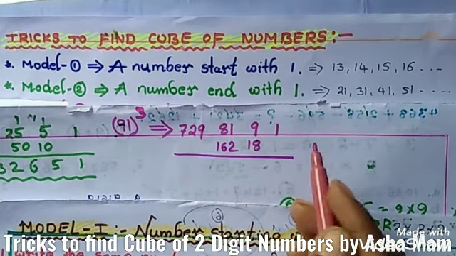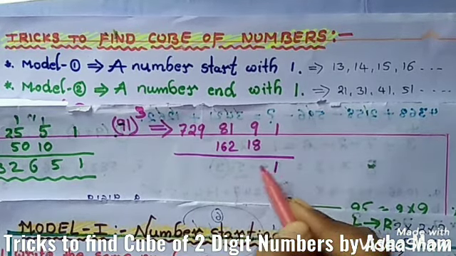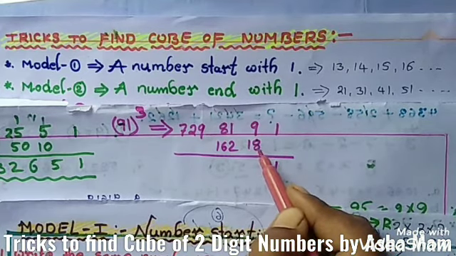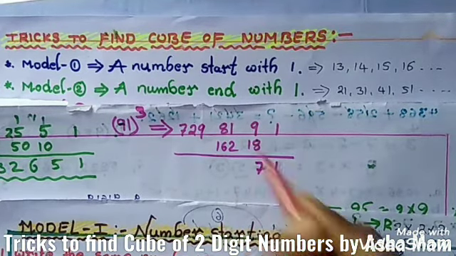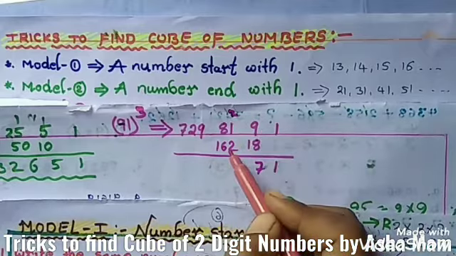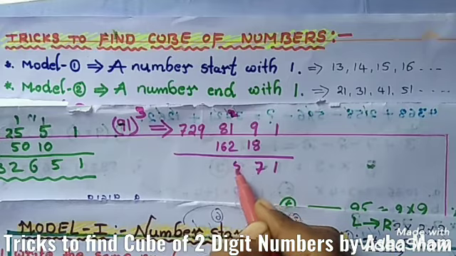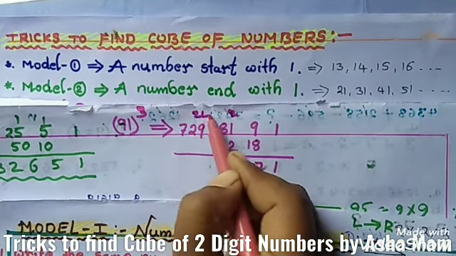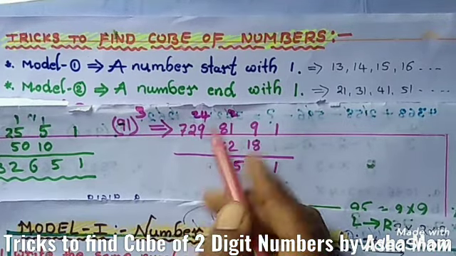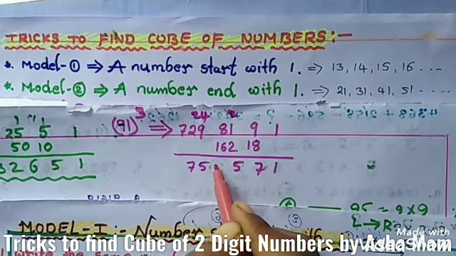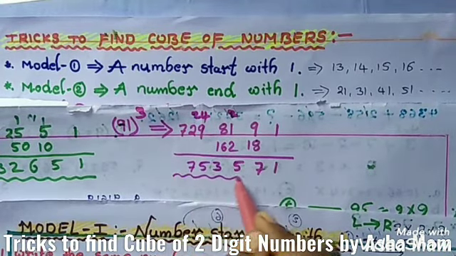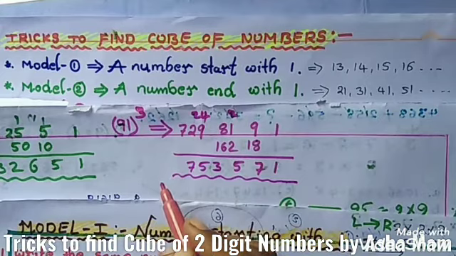Now you have to add these numbers. Here is 1, 18 plus 9, 27. Here is 2, 162 plus 81 plus 2 is 245. Here is 5, here is 24. 24 plus 729, 753. This is the answer of 91 cube.